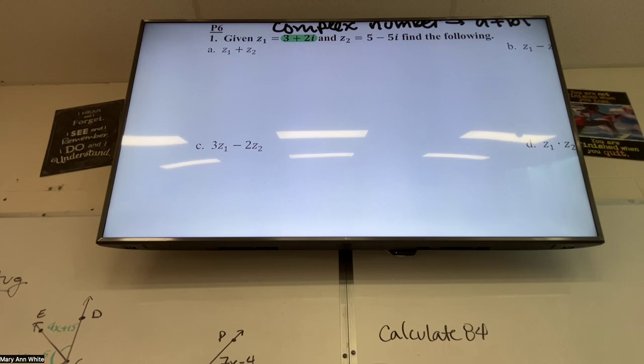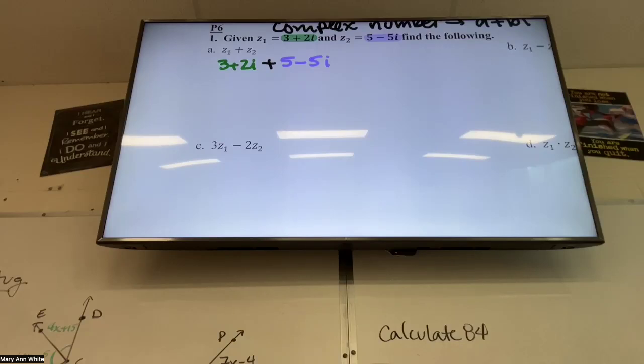My first one, z1, that just means complex number 1. Don't let the z's confuse you. It is 3 plus 2i. And then my other complex number is 5 minus 5i. So we're just going to do a bunch of operations with them. We'll start with plus. We're going to do 3 plus 2i plus 5 minus 5i. We're adding those two complex numbers together.